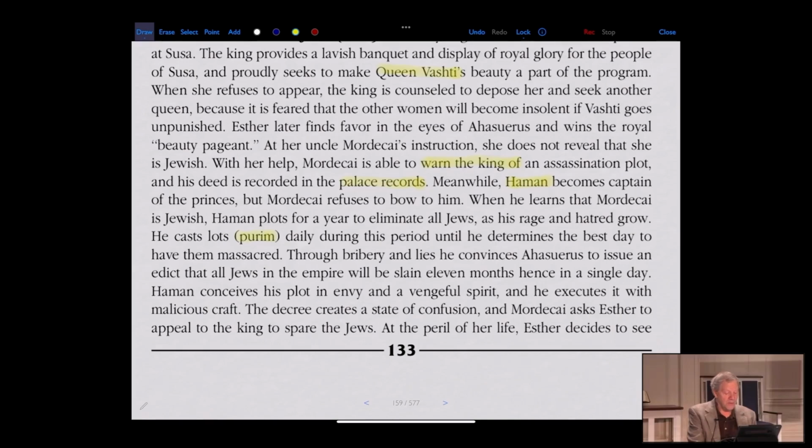And so he was involved in that until he determined the best day to have them massacred. And then through bribery and lies, he convinces Ahasuerus to issue an edict that all the Jews in the empire will be slain 11 months hence in a single day. That day would turn out to be a festival, a feast day for the Jews, which now became a day of sorrow. So Haman conceives this plot in envy, and a vengeful spirit executes it with malicious craft.